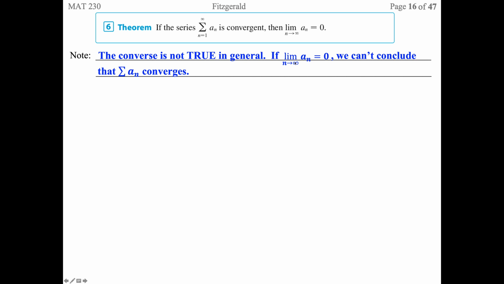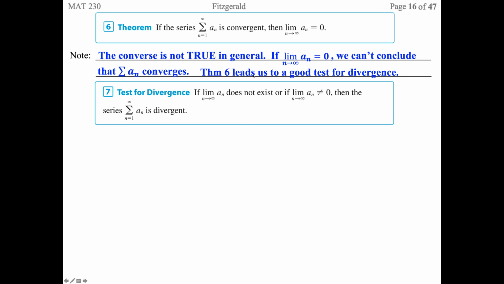If the limit as n approaches infinity of a sub n equals 0, so if the limit of this is going to equal 0, we can't conclude that it converges. There are some cases where it will also diverge. But what this does is that it gives us a good test for divergence. So if the limit as n approaches infinity of a sub n does not exist, so we're looking at what are the only other things that can happen besides the limit of a sub n equaling 0?